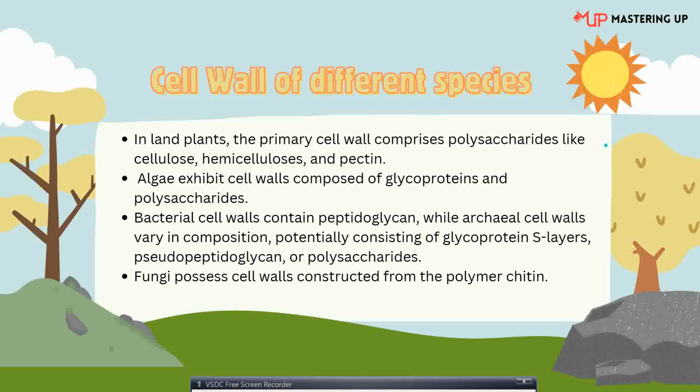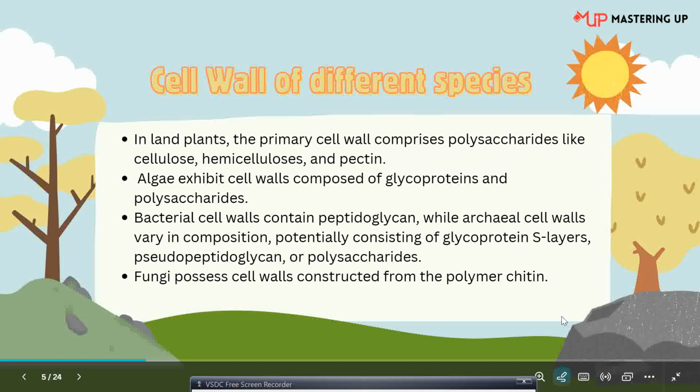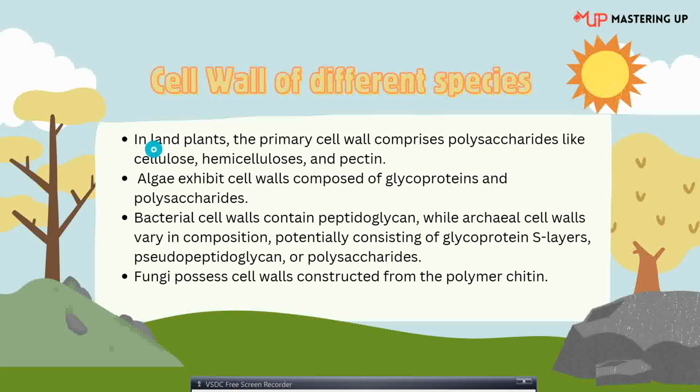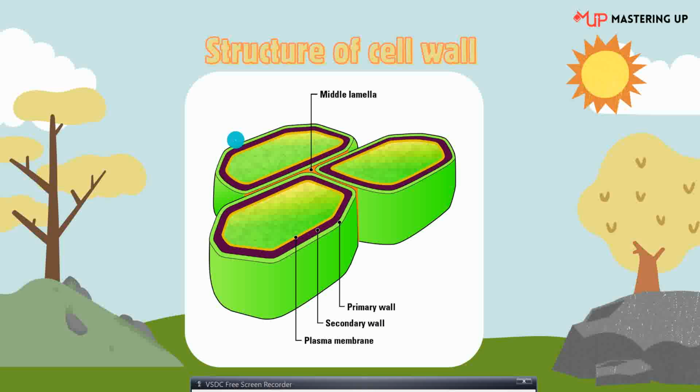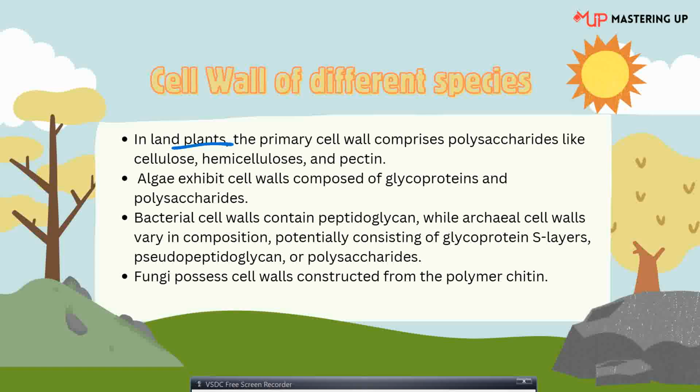Okay, now the cell wall of different species. This one you need to know, this is majorly asked from an exam point of view, okay. So the plant cells, in land plants, the primary cell wall is composed of polysaccharides like cellulose, hemicellulose and pectin.